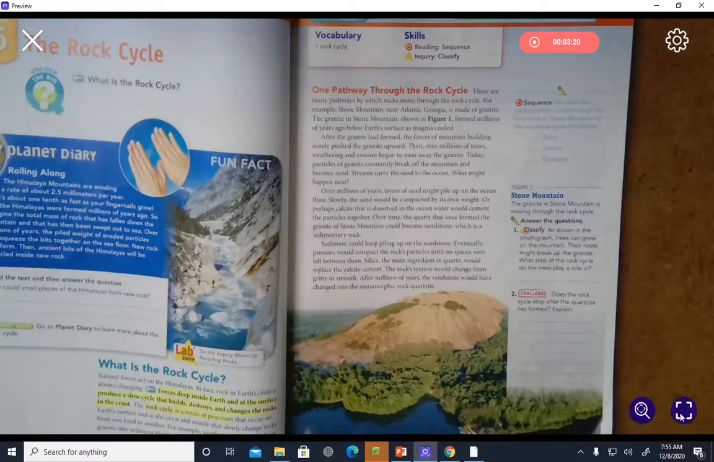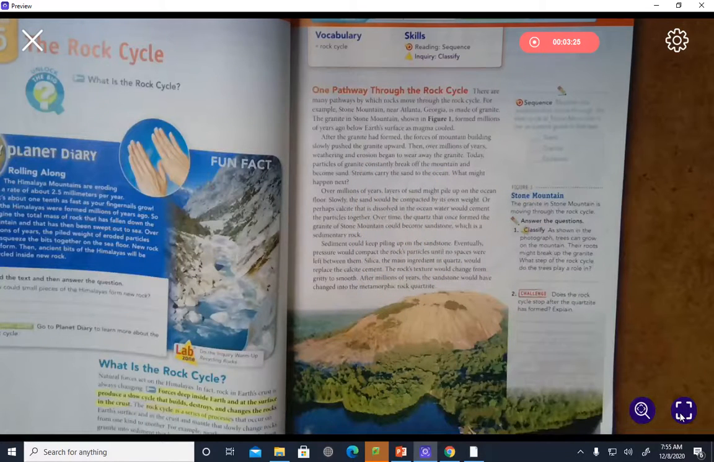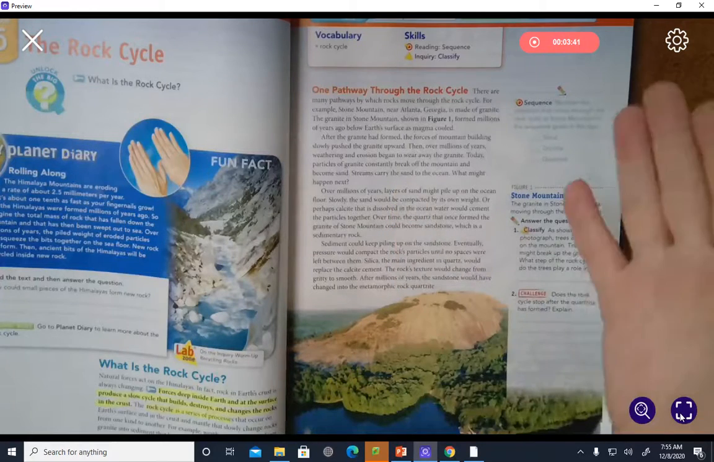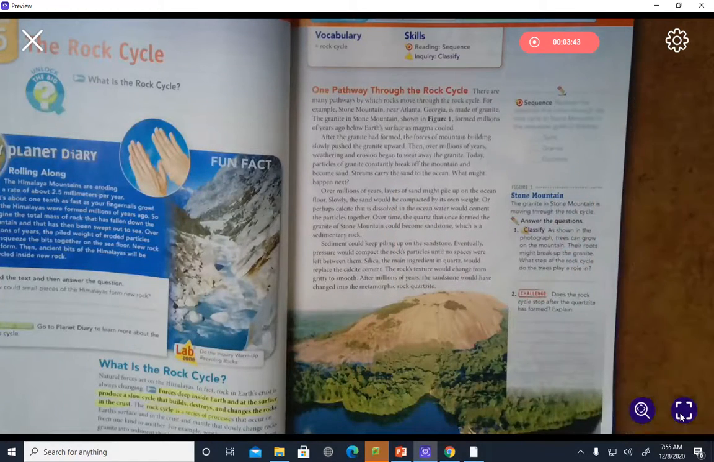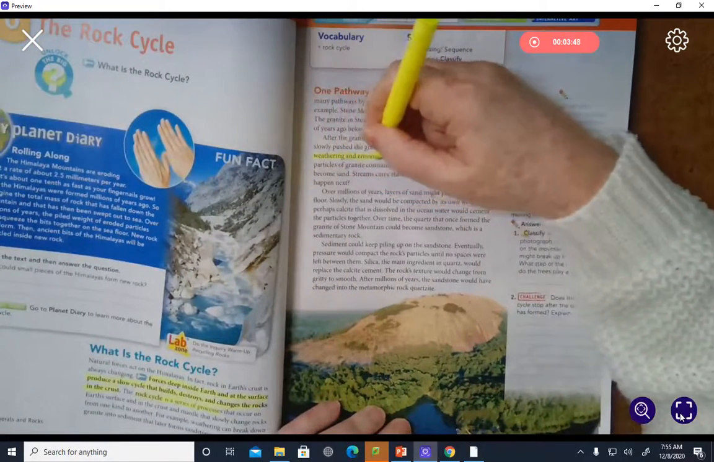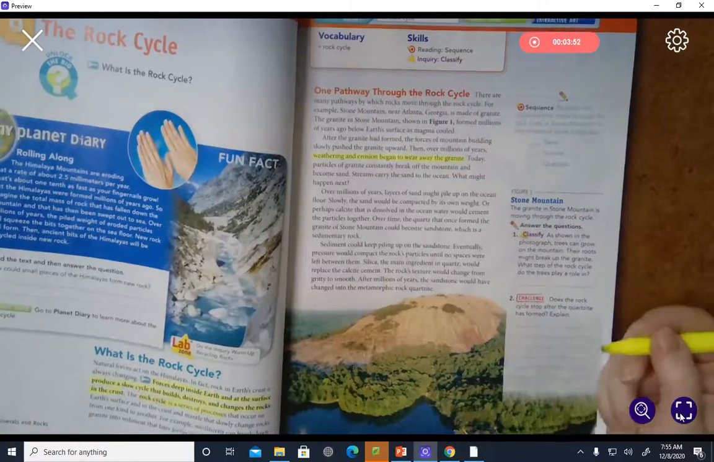Then, over millions of years, weathering and erosion began to wear away the granite. Today, particles of granite consistently break off the mountain and become sand. Streams carry sand to the ocean, and what might happen next? Let's think about that. So we've got sand, perhaps sandstone would form. So let's see, weathering and erosion start to wear away the granite over millions of years.